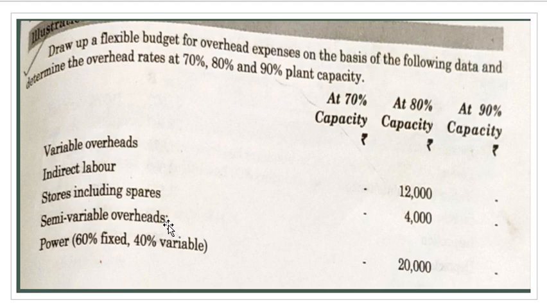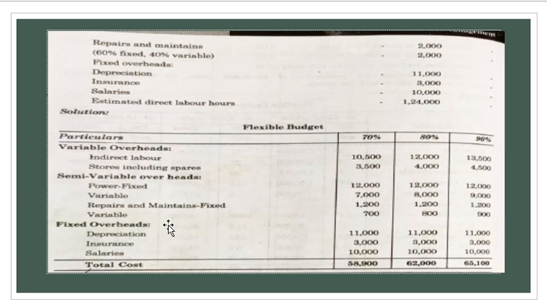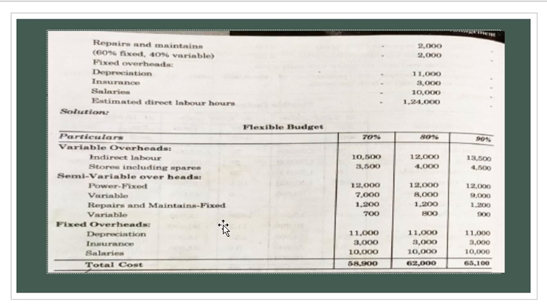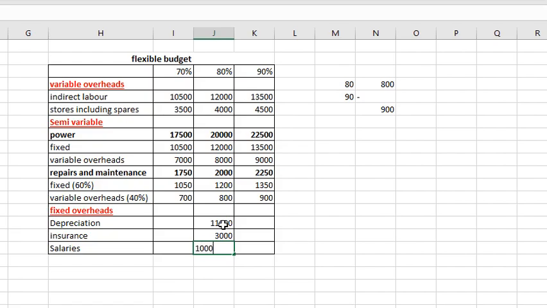So now, the fixed overhead for depreciation is 11,000, for 80% what they have given. For insurance, how much is it? 3,000. And for salaries, it is 10,000. As it is fixed, it will remain the same for all three capacities.